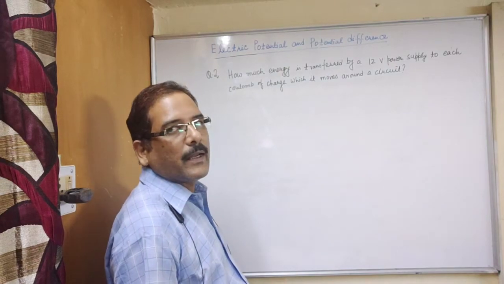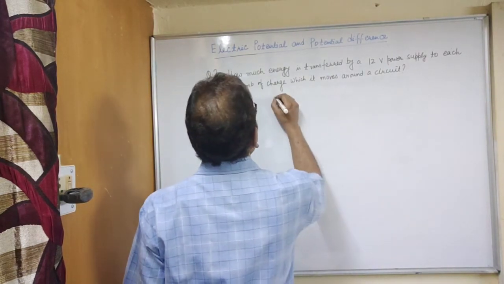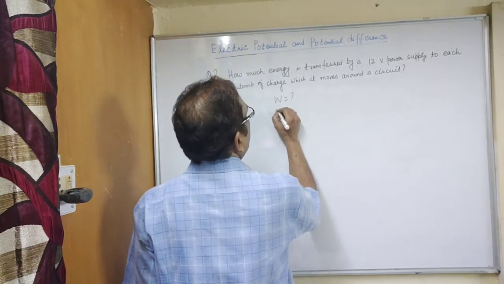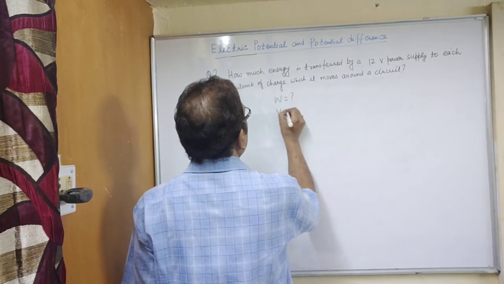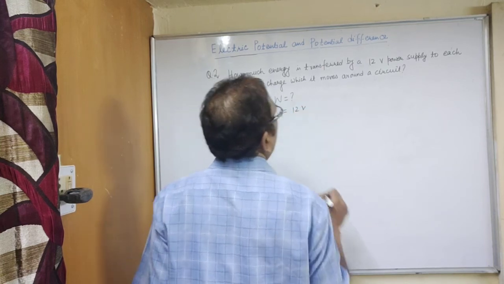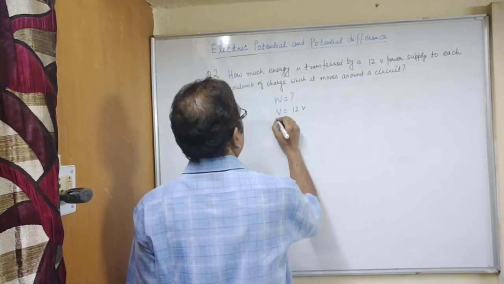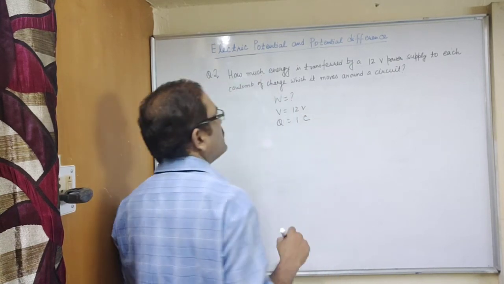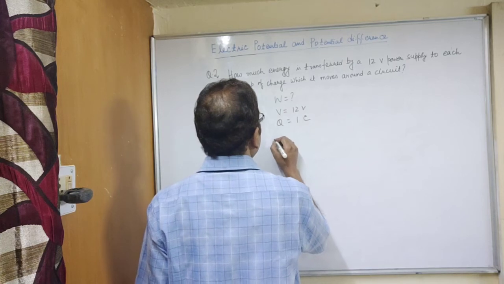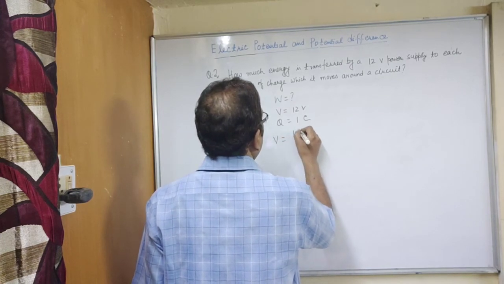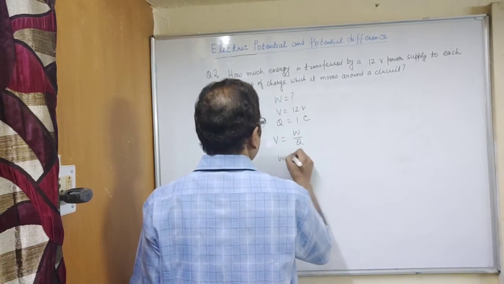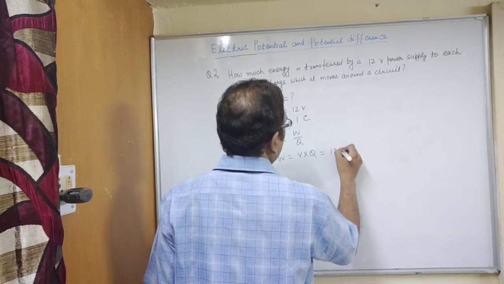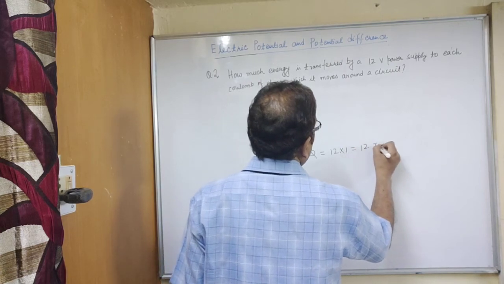So the SI unit of energy is joule. So again you have to calculate the work done. Energy is transferred by a 12 volt power supply. So V is 12 volt, and to each coulomb of charge, and Q is 1 coulomb. So again use the same formula. V is equal to W by Q. So W is equal to V into Q. So it will be 12 into 1, so 12 joule.